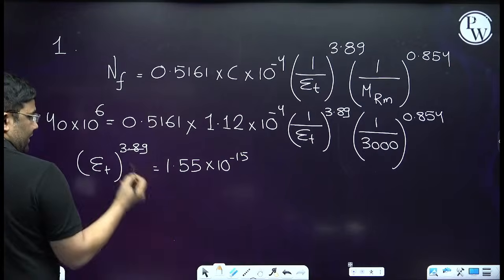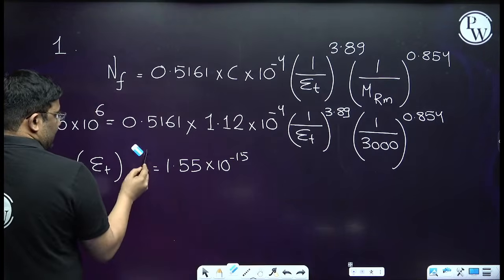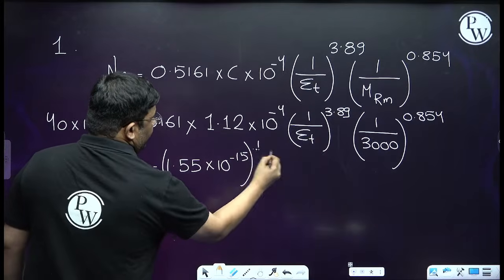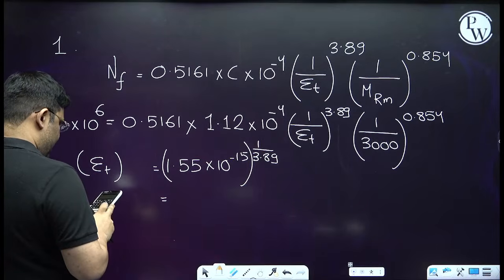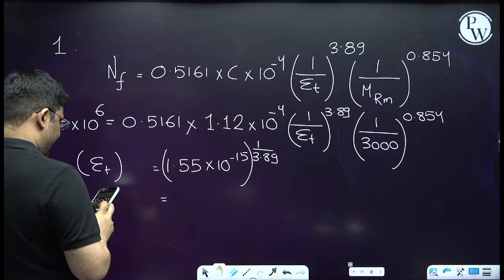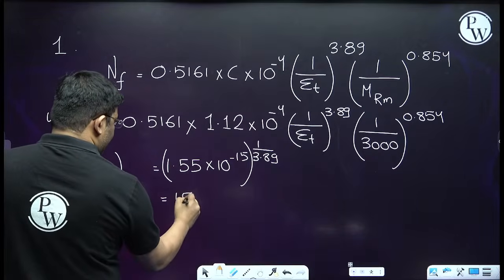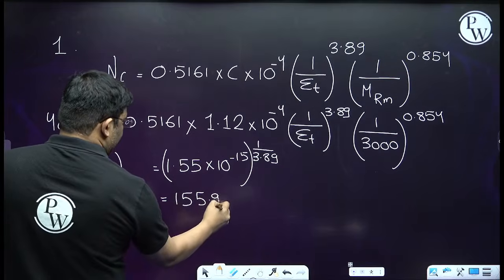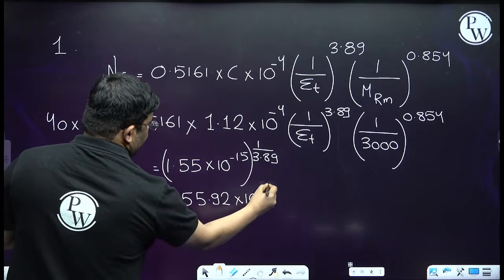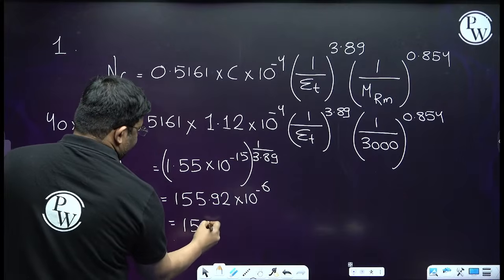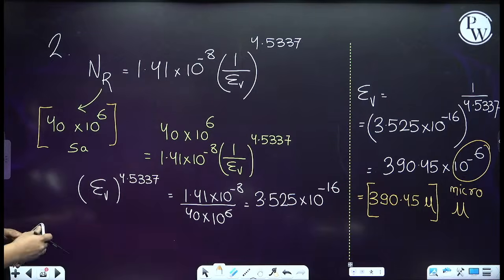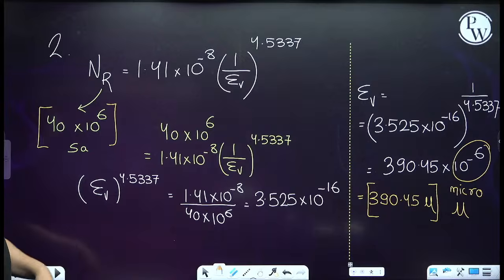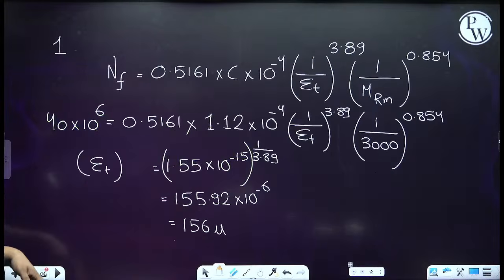If I want to find out this strain, what can I do? I'll just take this to the power 1 divided by 3.89. Let me check this answer. I'm getting a value of 155.92 into 10 to the power minus 6, which is almost 156 micro. And this one I'm getting as 390.5 micro. I'll just recheck these calculations and the equation.